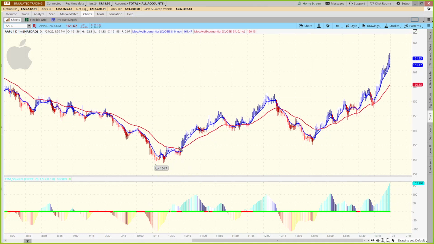So once this occurred, you could have been a buyer, and your stop would have been either underneath that support I just showed you or underneath this low. Your choice. Either one of those is fine.